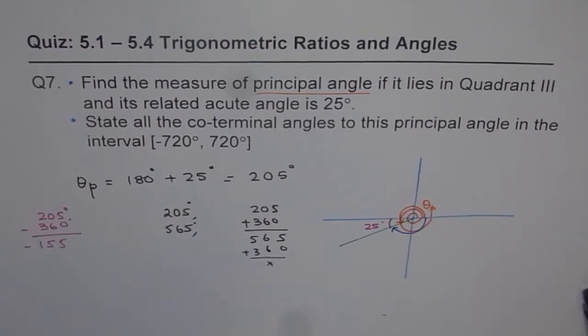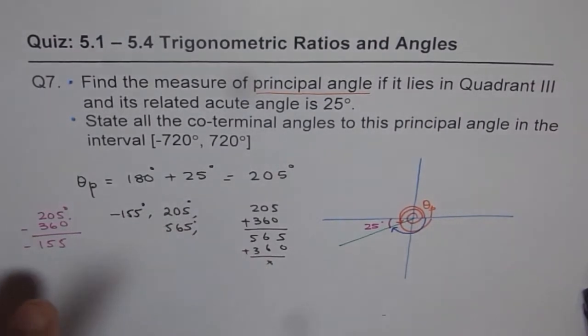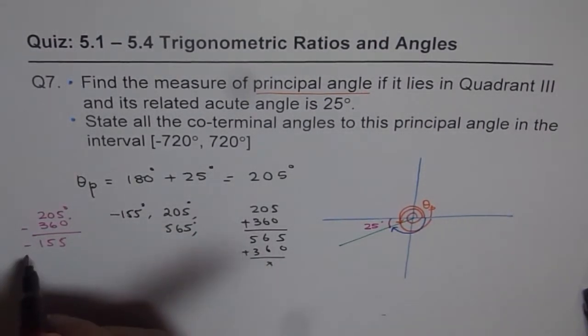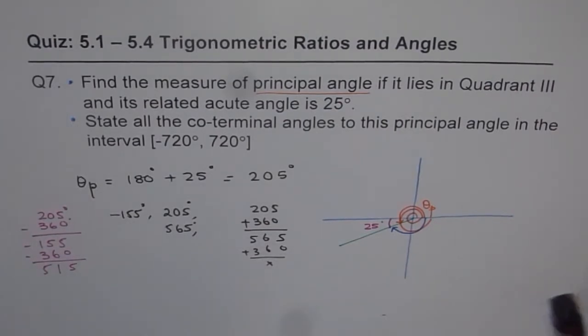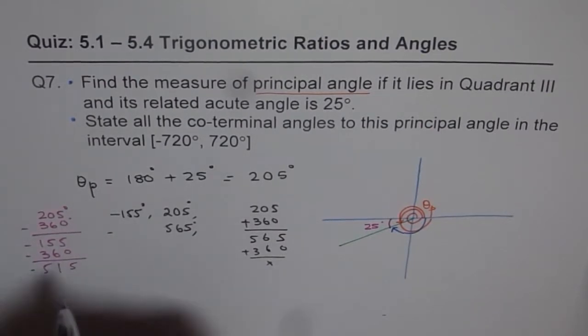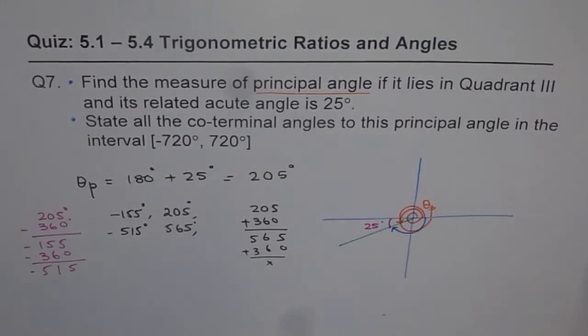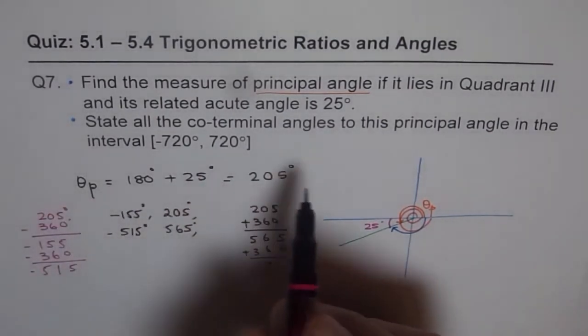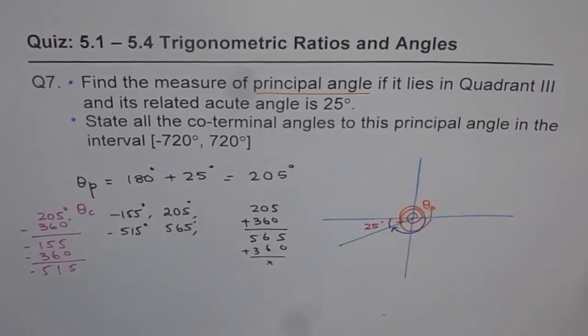So minus 155 is one value, and then we can subtract 360 again from minus 155. We repeat this process, and we get minus 515. If you subtract a further 360, you go beyond the range, so that is not permitted. So these are the values for part 2, the coterminal angles, which we call theta c. We got 4 values for the coterminal angles.